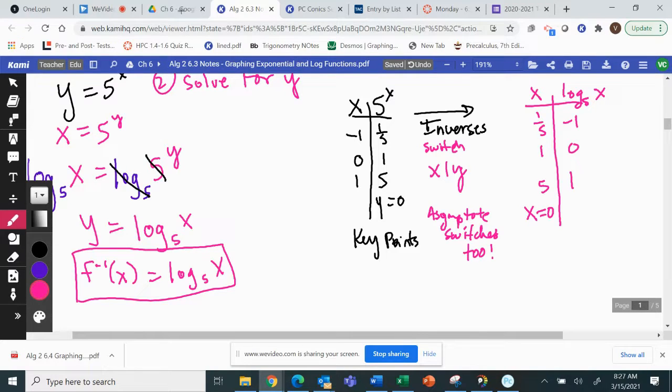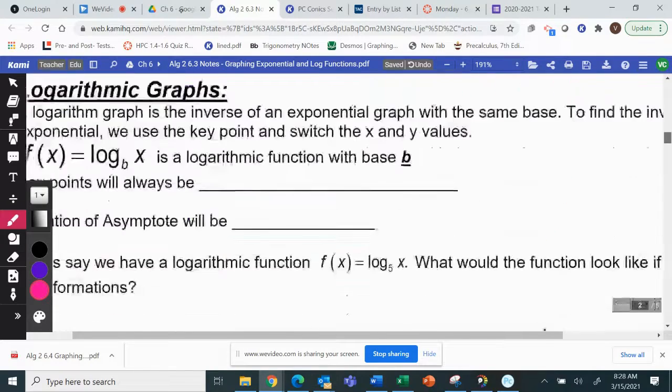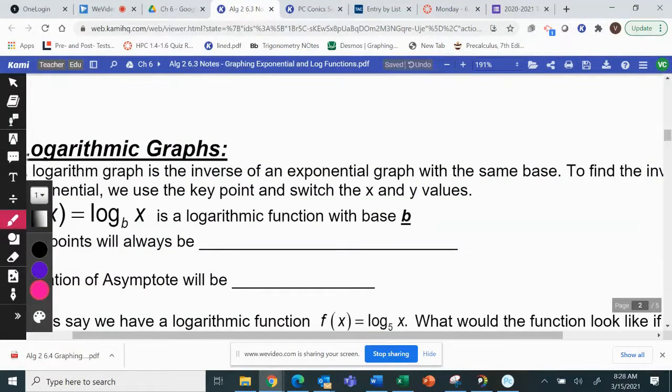This is what we're doing today. That's new. We're just taking ordered pairs from the exponential and switching them. We can do that, right? We can switch x's and y's from a table. That's all we're doing new today. Okay? So let's go to the next page. That is logarithmic graphs.